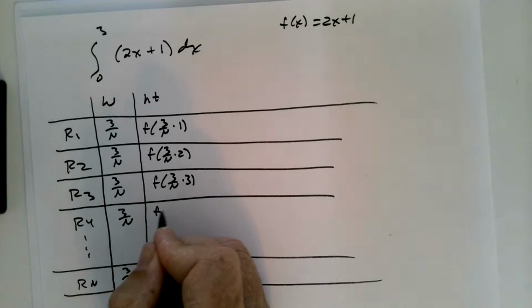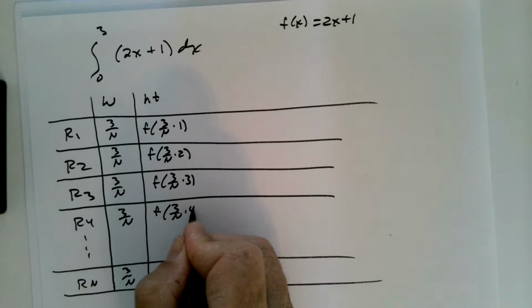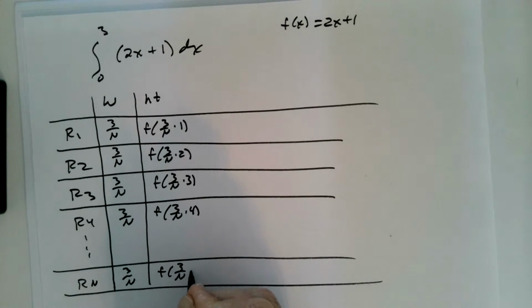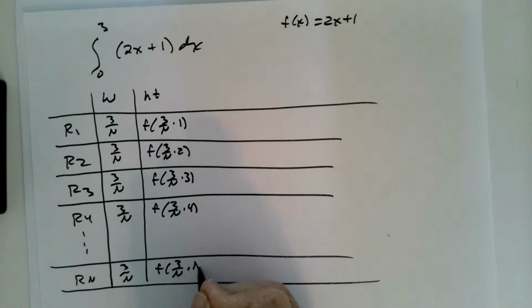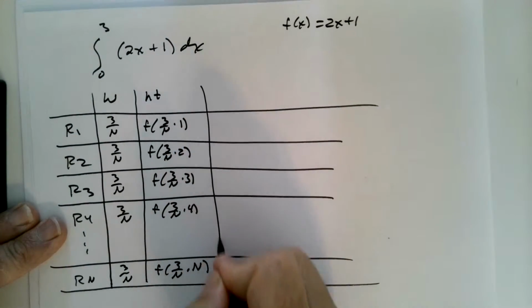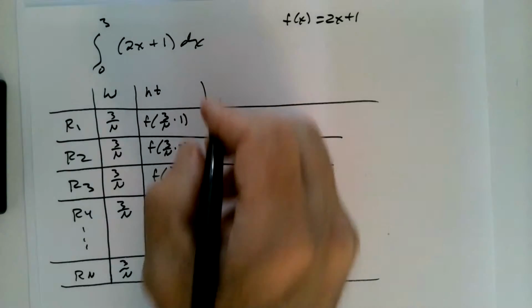Rectangle 4: f of 3 over n times 4. Rectangle n: f of 3 over n times n, which of course is the same as f of 3. Right endpoints. And again, I know what f of x is. f of x is 2x plus 1. So what is the area?